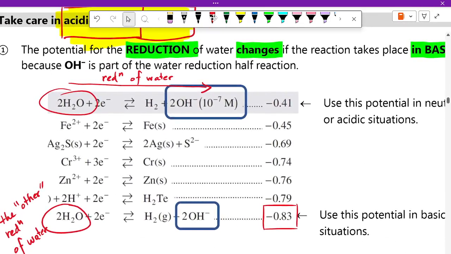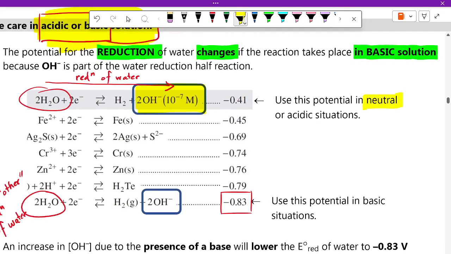So what's the difference? This one up here says 2OH minus 10 to the negative 7 molar. So you are going to use that for neutral or acidic situations. Why is it also okay for acidic situations? I guess because it just means that the concentration is really low, and if it's even lower, then it's not going to make that much difference, I guess. It never made me feel really happy that there's not like one where it's smaller, but I don't know. So for acidic or neutral, use that one. Use this one for basic. Yes? Okay.